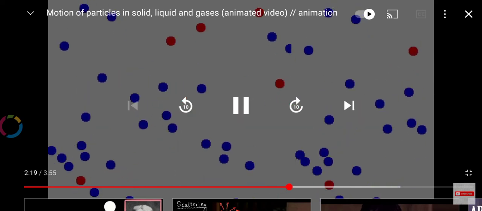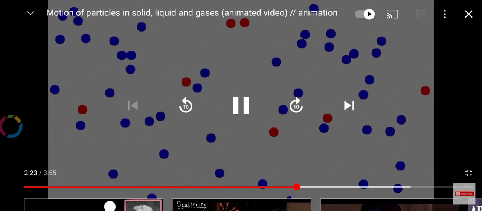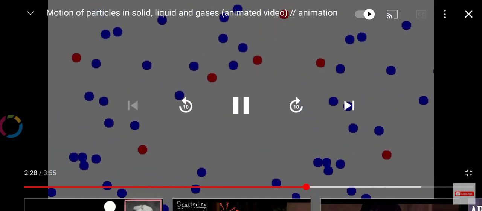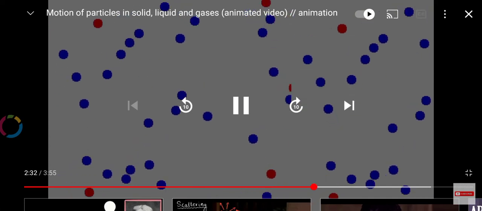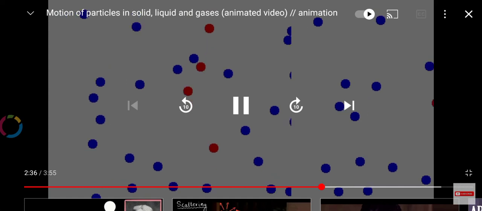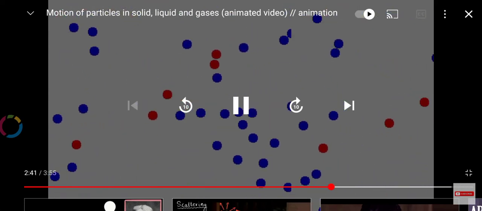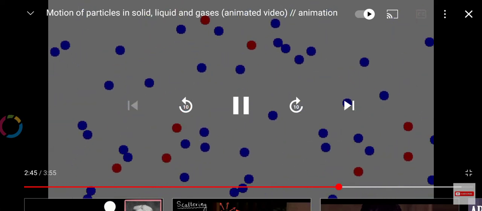About motion of particles in gaseous state. When we talk about the motion of particles in gaseous state, first of all, we know that the intermolecular forces in gases are very, very weak as compared to liquid and solid. And the volume of gases is very big as compared to liquid and solid. The molecules or atoms of gases move randomly from one place to another place.